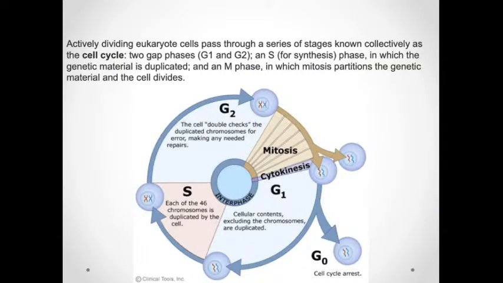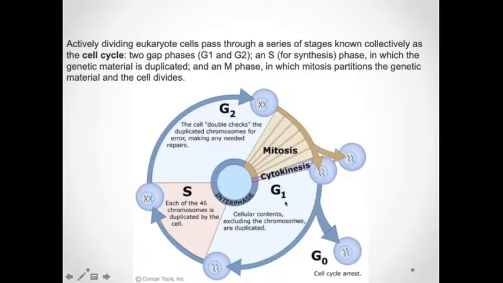So I hope you are all aware of mitosis and meiosis before. An actively dividing eukaryotic cell passes through a series of stages that is collectively known as the cell cycle. There are two gap phases, G1 and G2, and there is the S phase, also known as the synthesis phase, in which genetic material is duplicated, and an M phase in which mitosis partitions the genetic material and the cell divides.